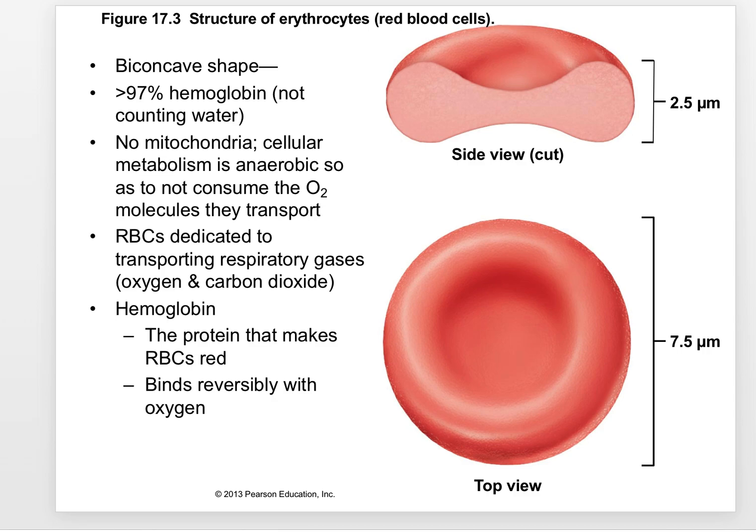We'll look at the structure of erythrocytes, or red blood cells, first. First of all, it's a biconcave shape. I mean, it's concave on both sides. It's concave on the upper side, and on the lower side it's concave.